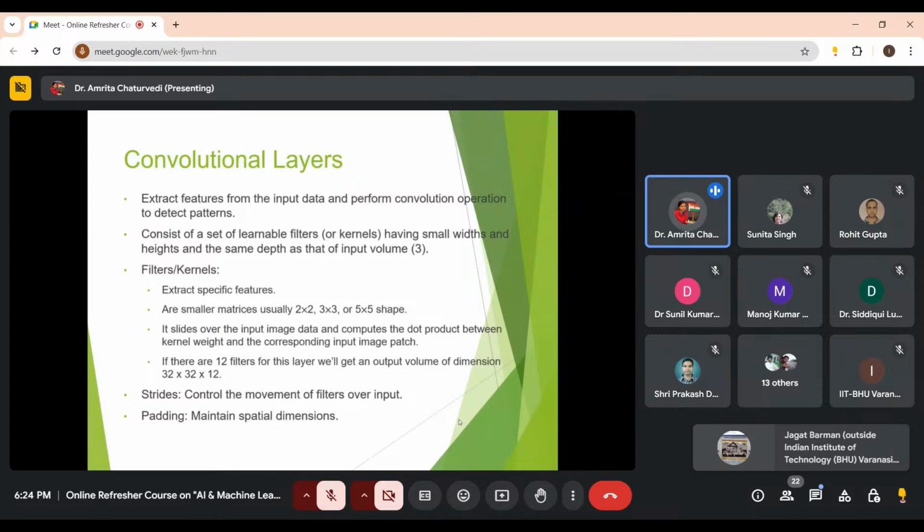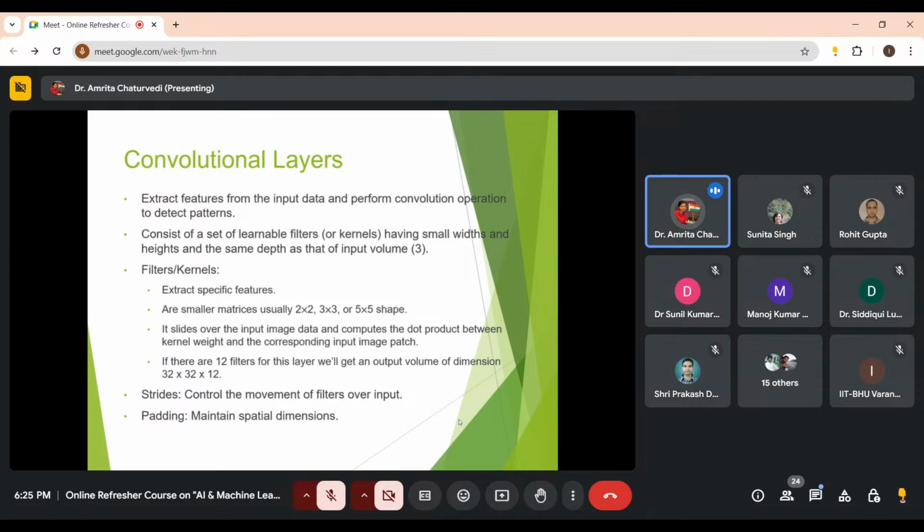So I was discussing filters. They are neural networks of a small size, like 2x2 or 3x3, and they are slid over the actual input image, and it computes the dot product between the kernel weight and the corresponding input image patch. You can use any number of filters or kernels. Suppose you are using 12 filters for this layer, then you will get an output volume of dimension 32x32x12 because you have used 12 filters.